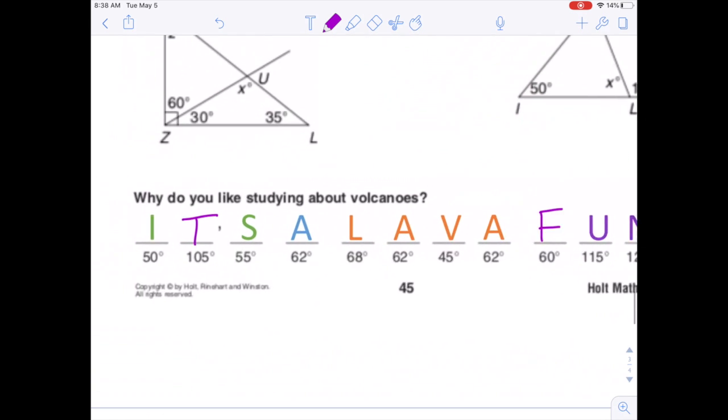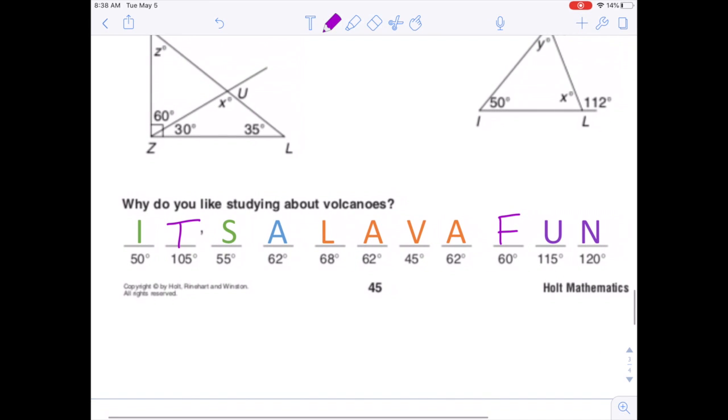So the puzzle is a little joke. It says, why do you like studying about volcanoes? And it says, it's a lava fun. So volcanoes and lava, little play on words.